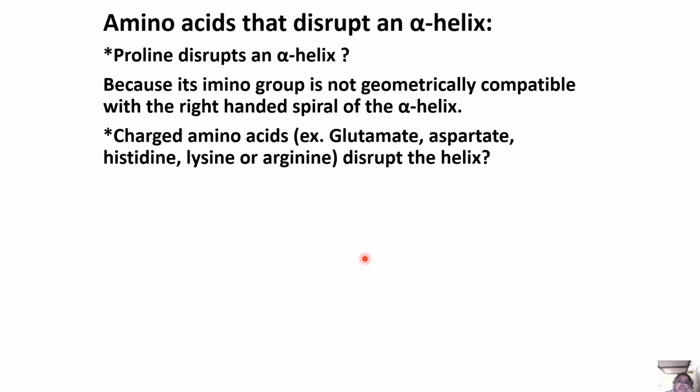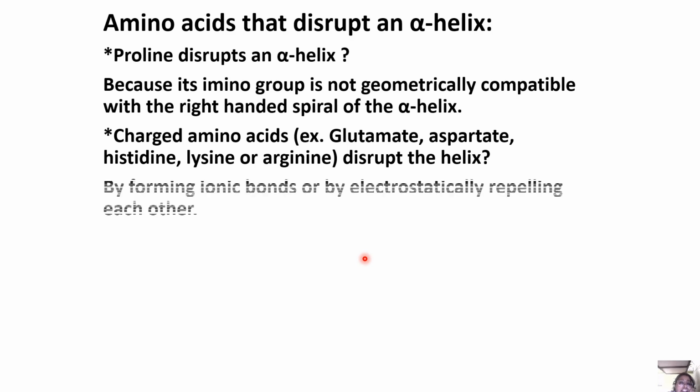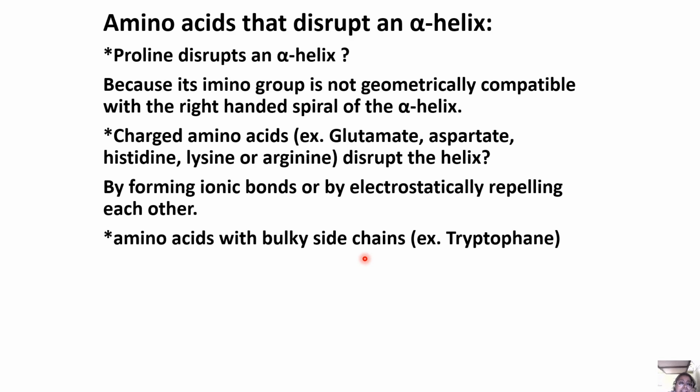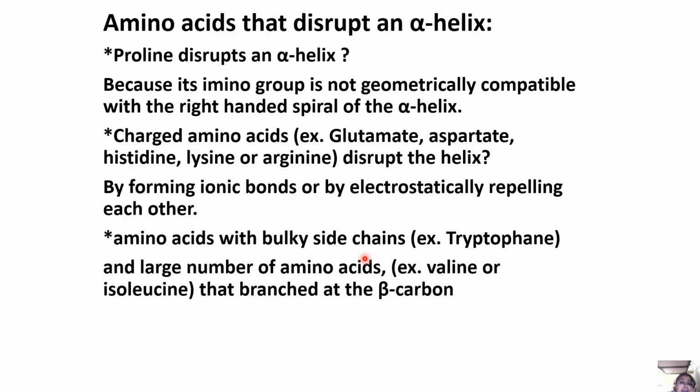Now, amino acids that disrupt the alpha helix: proline disrupts the alpha helix because its amino group is not geometrically compatible with the right-handed spiral of the alpha helix. Charged amino acids like glutamate, aspartate, histidine, lysine, and arginine can disrupt the alpha helix by forming ionic bonds or by electrostatically repelling each other. Amino acids with bulky side chains like tryptophan, and amino acids such as valine that branch at the beta carbon, can also interfere with formation of the alpha helix.